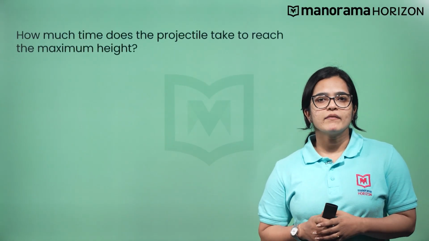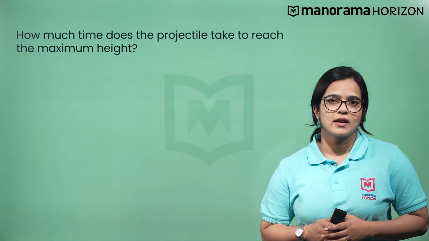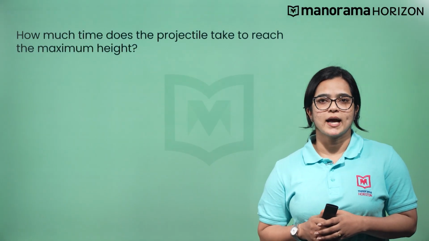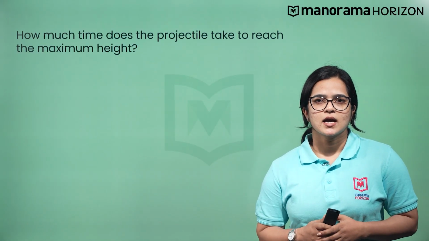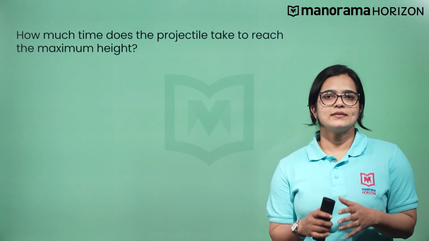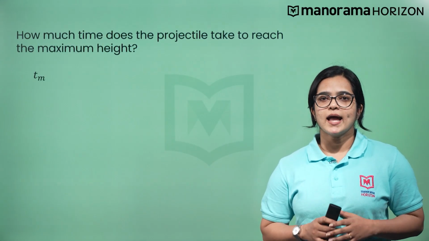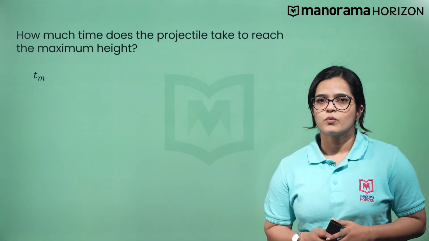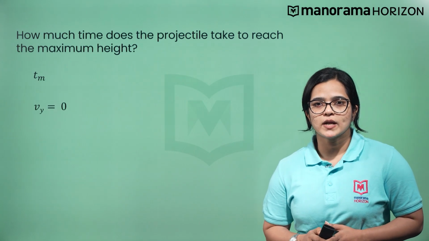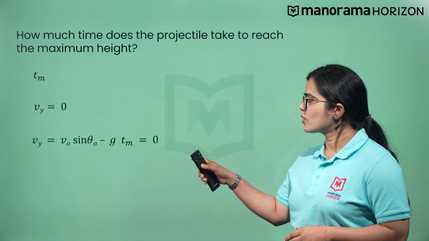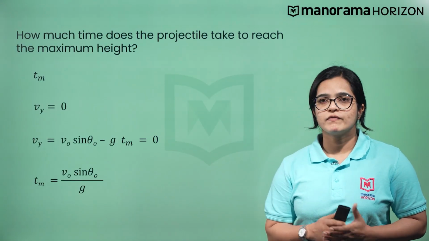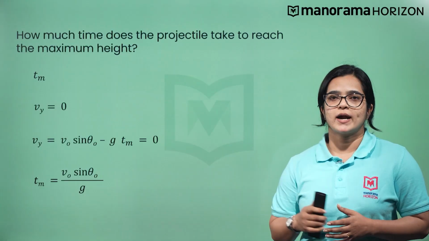Now that we have deduced the shape of the path of the projectile, let's find the time a projectile takes to reach its maximum height. Let this time be denoted by Tm. Since at this point Vy equal to 0, we have from Vy equal to V0 sine theta 0 minus g Tm equal to 0, or Tm is equal to V0 sine theta 0 divided by g.